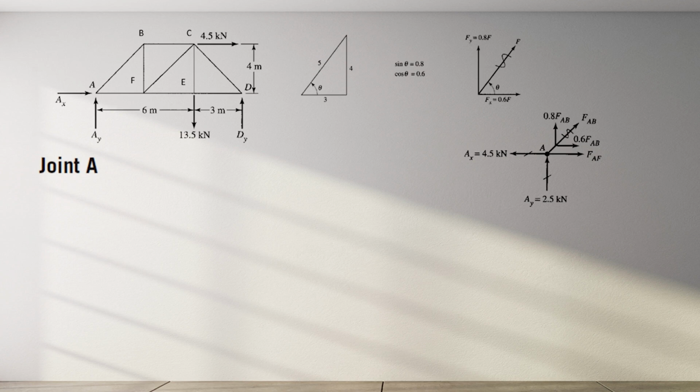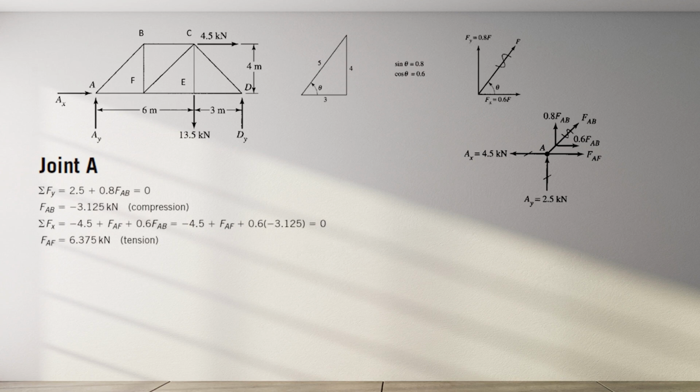There is an important distinction between analyzing the entire structure versus just analyzing the joints. To analyze an entire structure, use the three equilibrium equations: the summation of x forces equals 0, the summation of y forces equals 0, and the summation of moments about any point in the structure should equal 0. But to analyze the joints, you only use two equilibrium equations: the summation of x forces equals 0, and the summation of y forces equals 0.